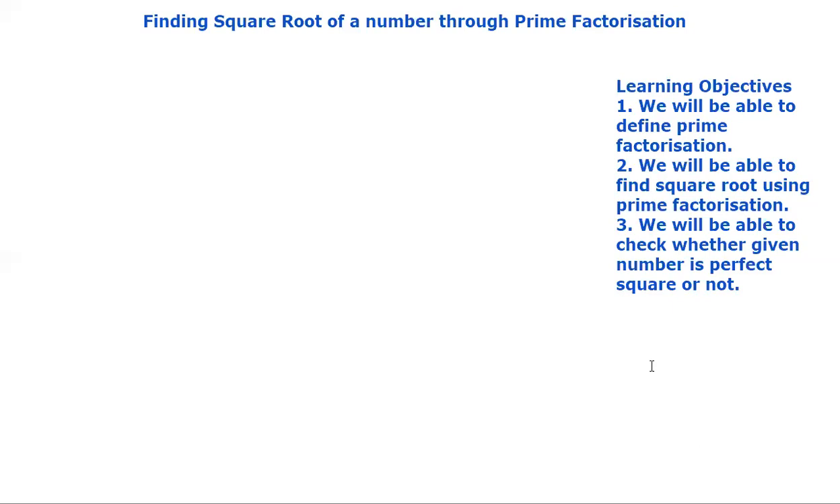First of all, let us see the learning objectives for the session. First objective is we will be able to define prime factorization. Second thing is we will be able to find square root using the prime factorization method. And thirdly, we can also check whether the given number is a perfect square or not. So now let us start with the learning.